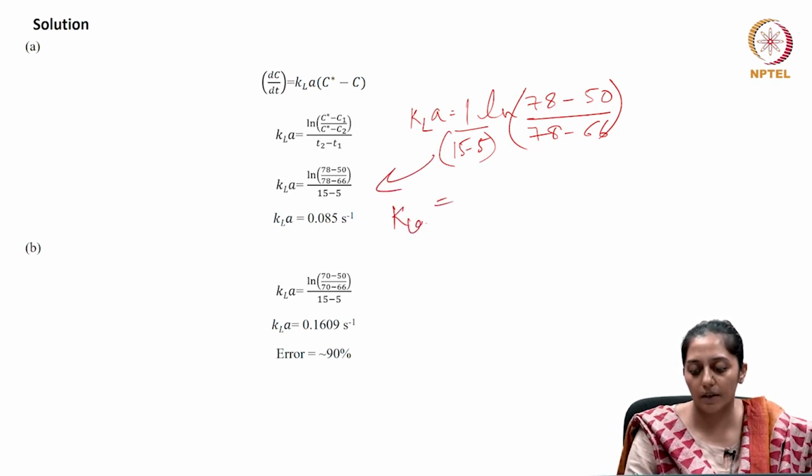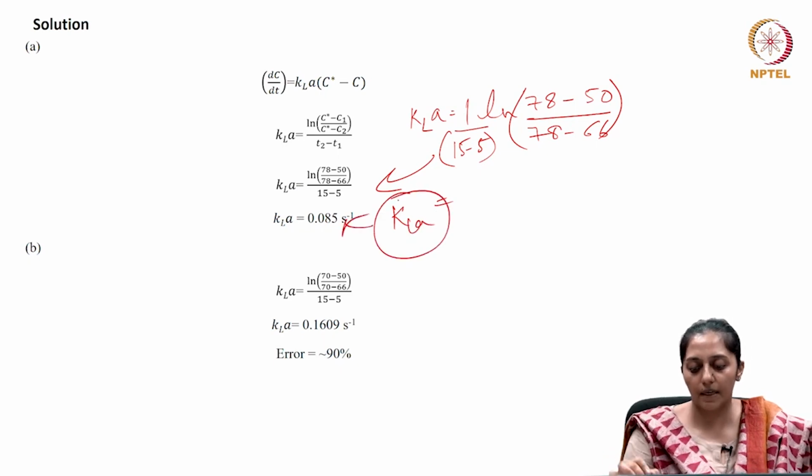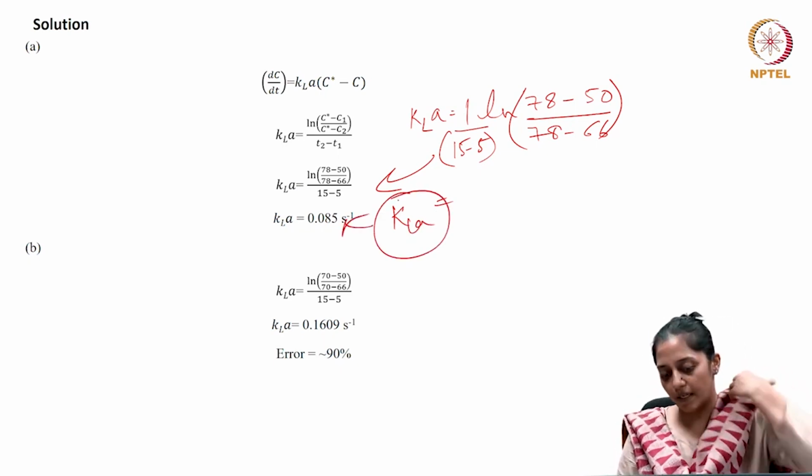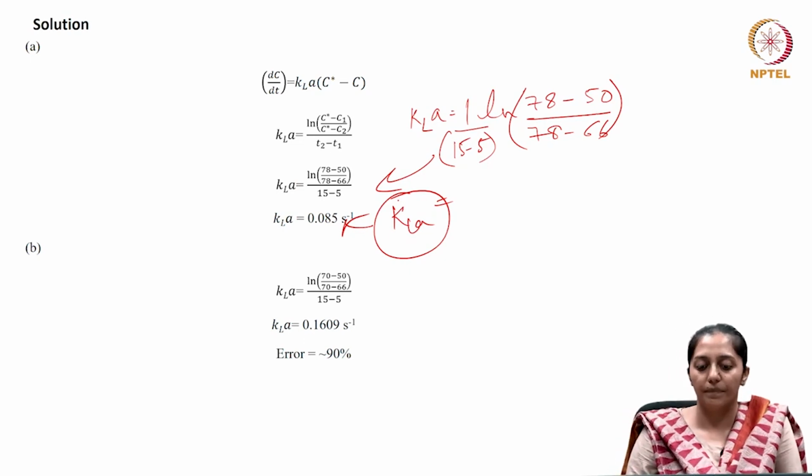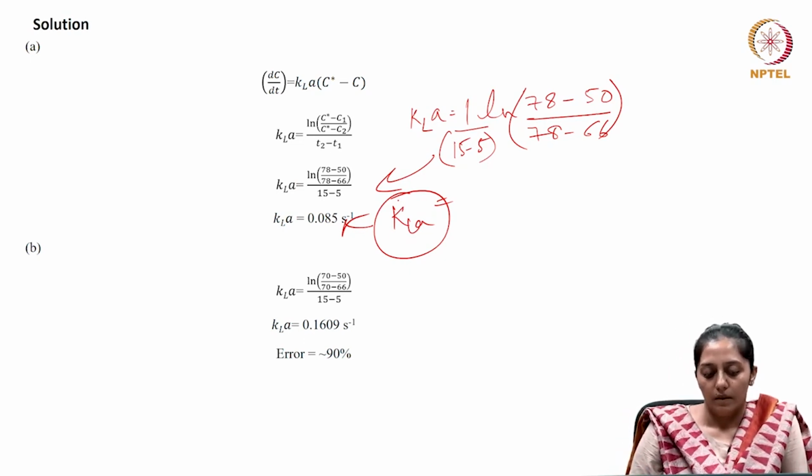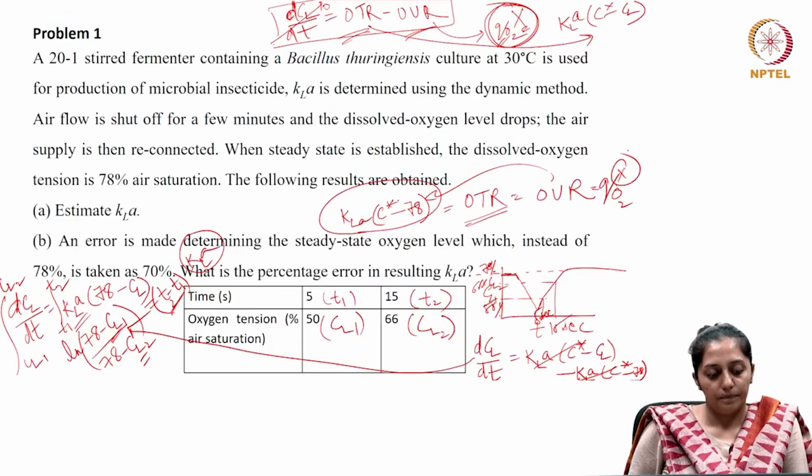So, our KLa value can be obtained as 0.085 second inverse. Now, let us see the second part.